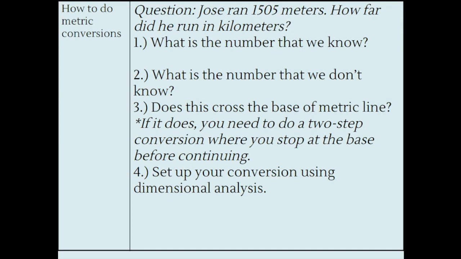Well, we know that Jose initially ran 1,505 meters. What is the number that we don't know? Well, what we don't know is how far he ran in kilometers. Does this cross the base of the metric line? If it does, we're going to need to do a two-step conversion where we stop at the base before continuing.